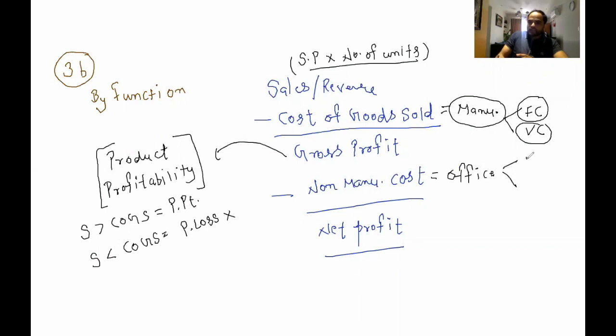Of course, some non-manufacturing costs are fixed and some are variable. So fixed could be salary for the IT department, salary for the human resource department, right? Depreciation for machines used in the office, insurance paid for the office, rent for the office, right? So these are the fixed non-manufacturing costs. And variable non-manufacturing cost could be, let's say, marketing, advertising. We do more marketing, more cost, less marketing, less cost, all right?